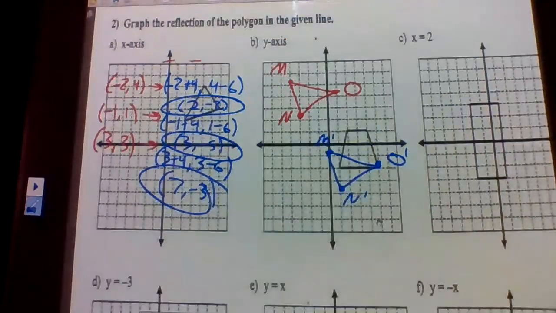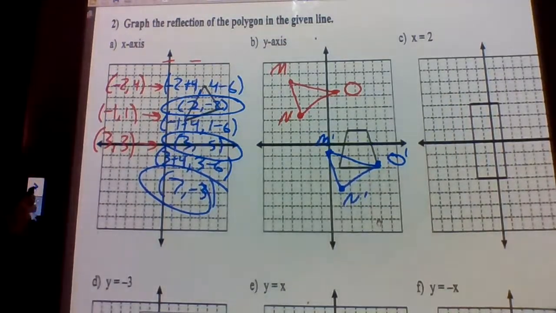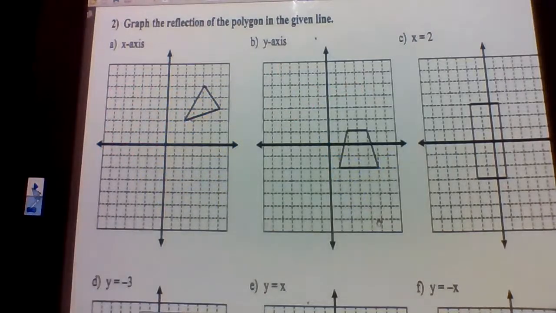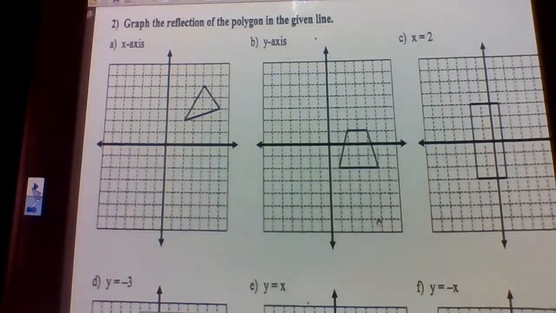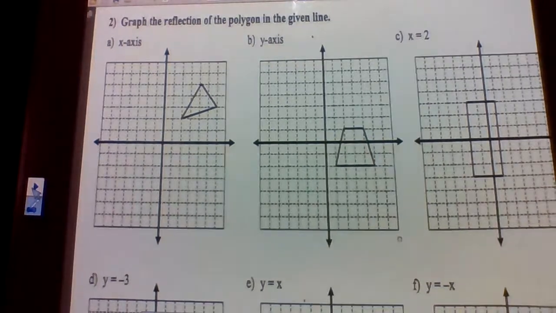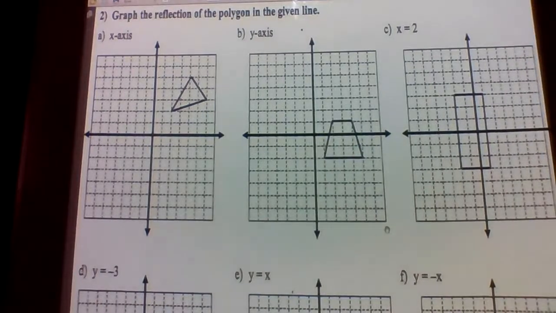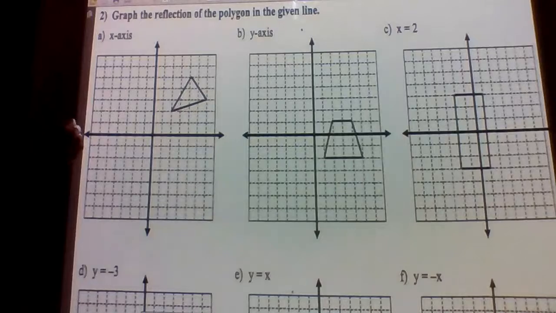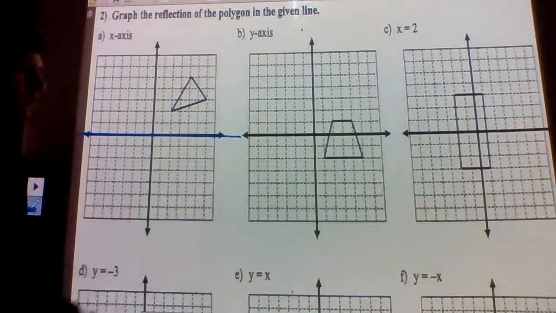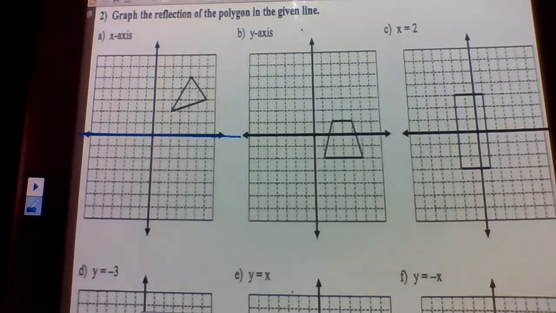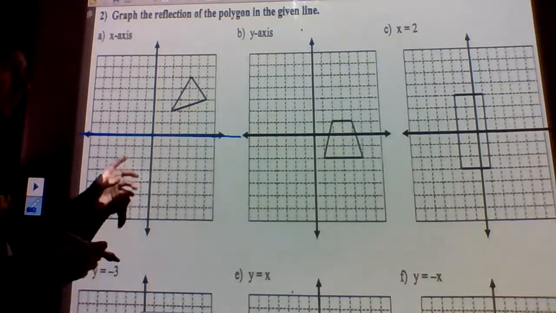Number 2 asks for reflections. So reflecting, we're flipping over some line. And this review has all the different lines we can reflect over. So the first one is the x-axis. Okay, that's our horizontal axis here. If they gave us the points, we could have changed the signs. So we could count this out.